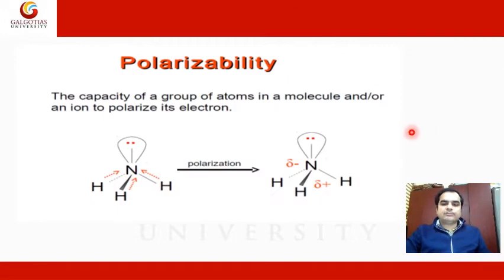Now let us discuss what polarizability is. The capacity of a group of atoms in a molecule or an ion to polarize the electron cloud is referred to as polarizability. Here we are seeing the case of the ammonia molecule. After polarization, it gets a partial positive charge on the hydrogen atoms, while there is a partial negative charge on the nitrogen atom. This is called a polarized molecule.